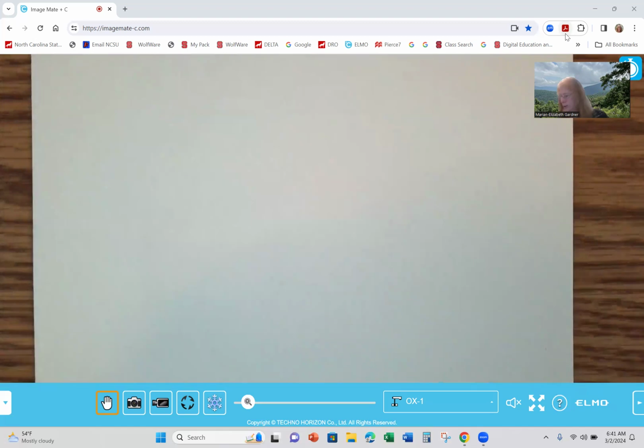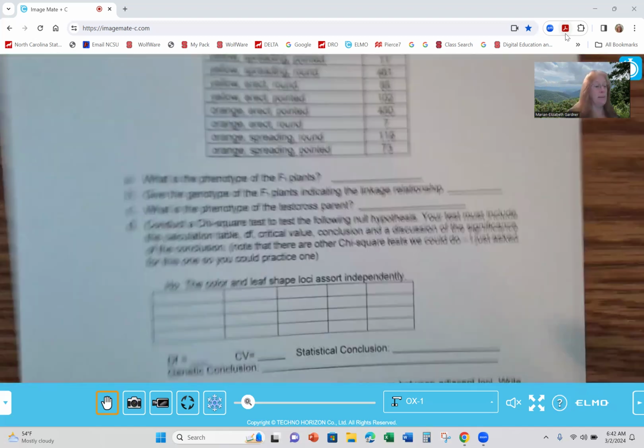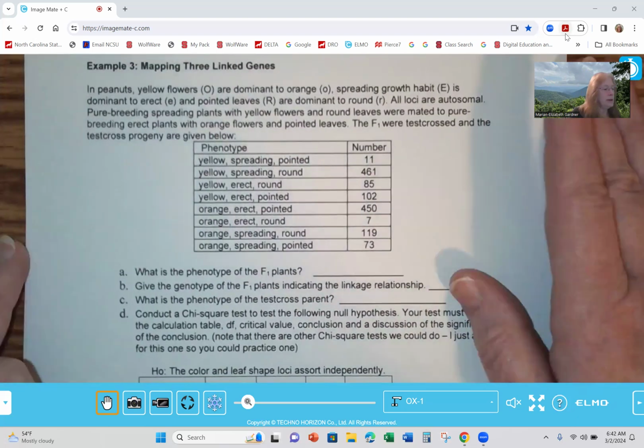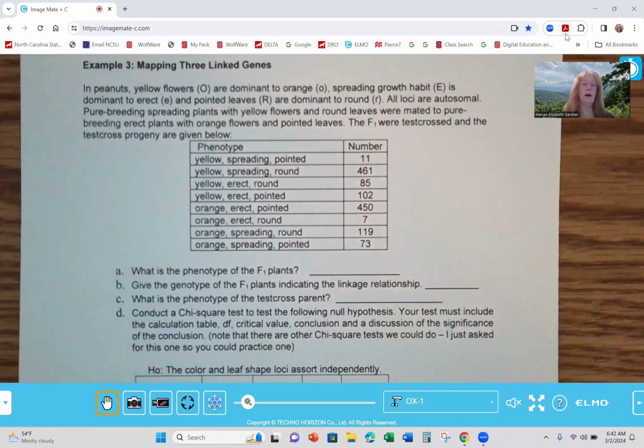Let's move on to a 3-point map where we have to construct a map. So in this problem, we're starting off with 3 traits in peanuts: flower color, spreading growth habit, and leaf type. And we've got our pure breeding plants that have mated together, and we've got our F1 and test cross the F1. These are the test cross progeny.